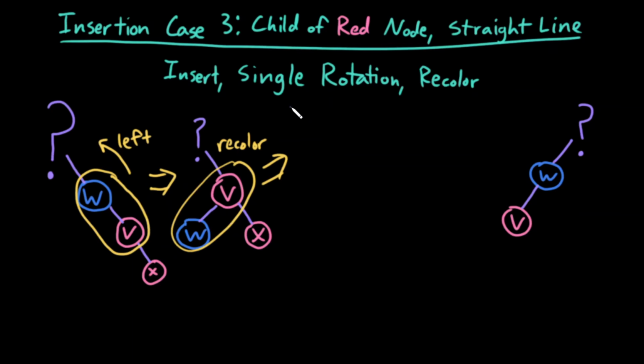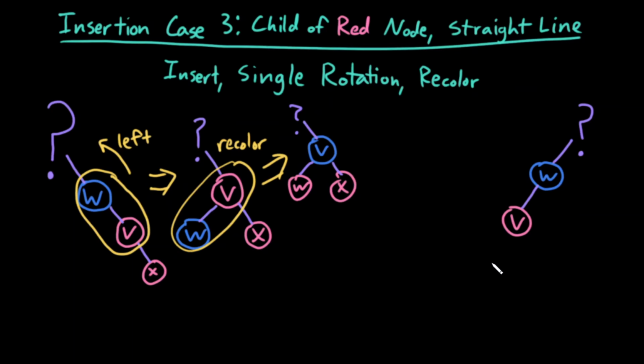So again, this is what's happening elsewhere in the tree. Now I have V as a black node, and now W and X are both red nodes. So now I've fixed my red-black tree properties. And similarly, let's say I had this directional line. So let's say I insert a new node X and it ends up over here.